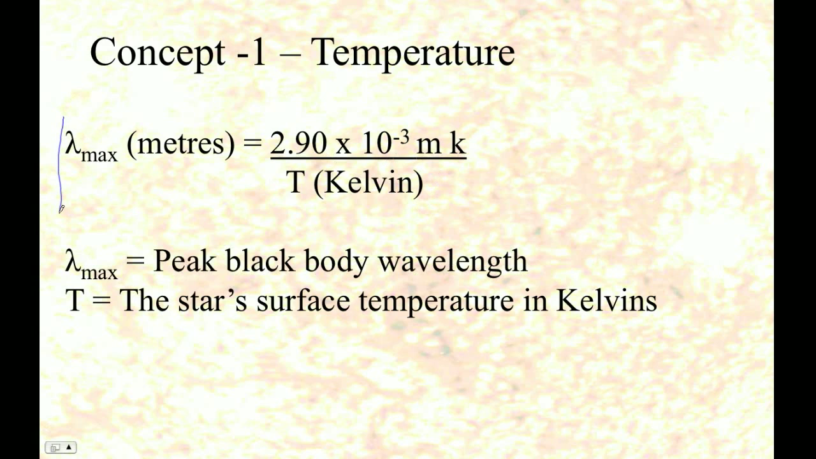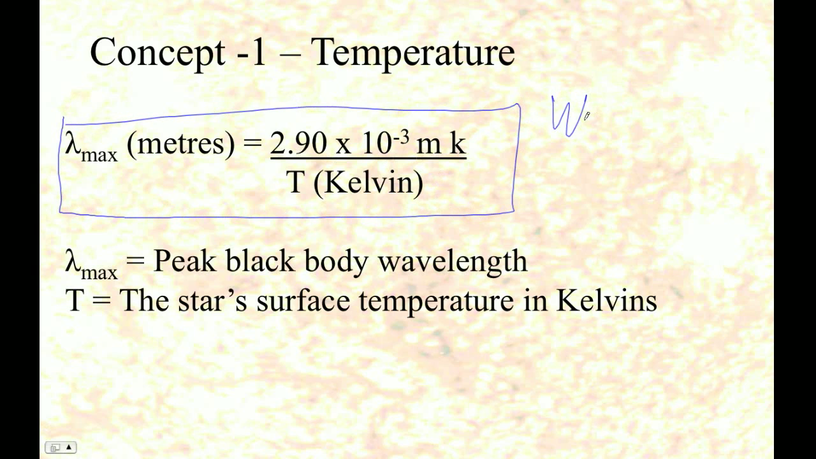This formula right here is called the Wien Displacement law, and Wien is a German name, so it's spelled like that. Basically the idea here is that the hotter a star is, the bigger T is, and this is of course in kelvins, the smaller the wavelength that a star puts out. So a hot star puts out a small wavelength, and this is the peak of the black body radiation. Hot stars tend to put out very small wavelengths, and cooler stars put out long wavelengths.